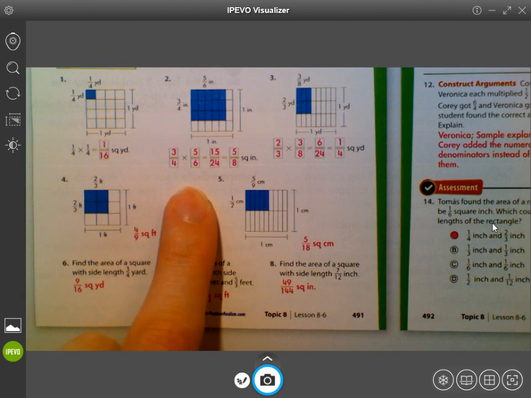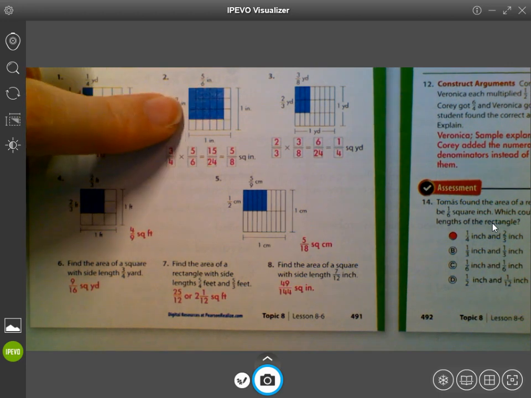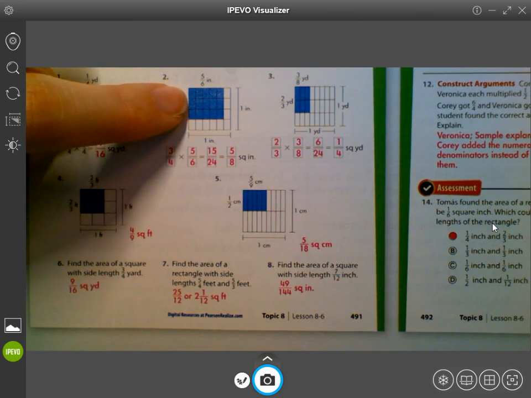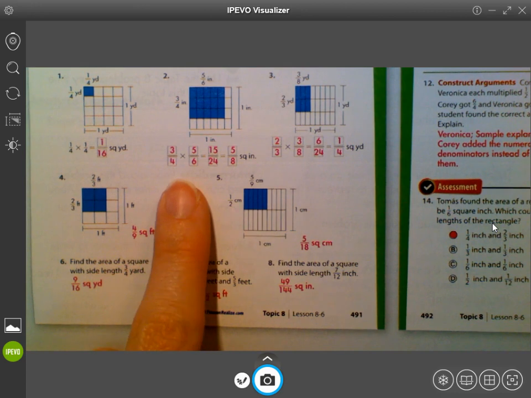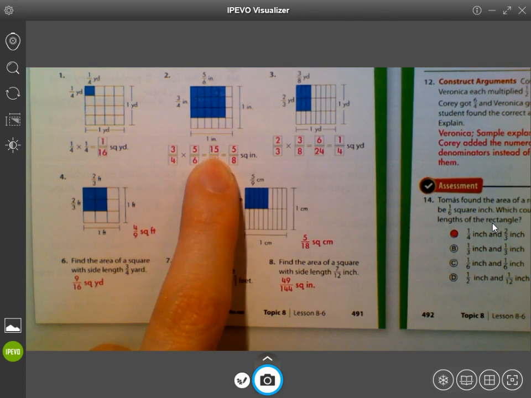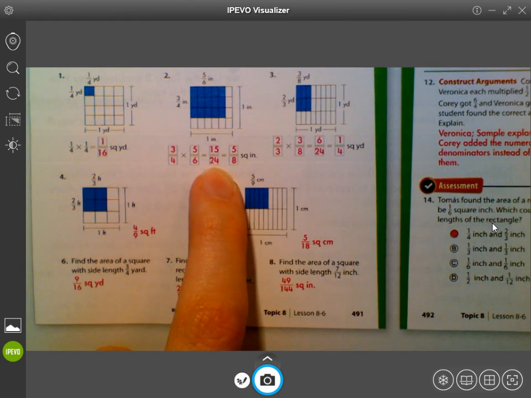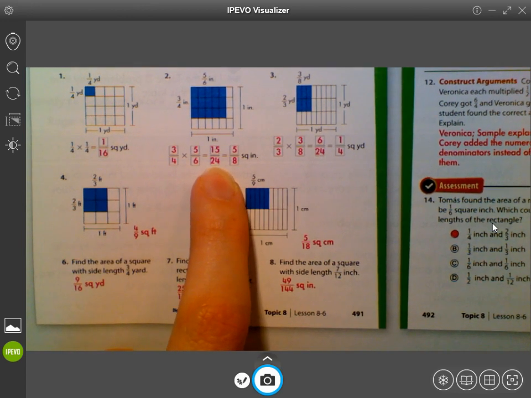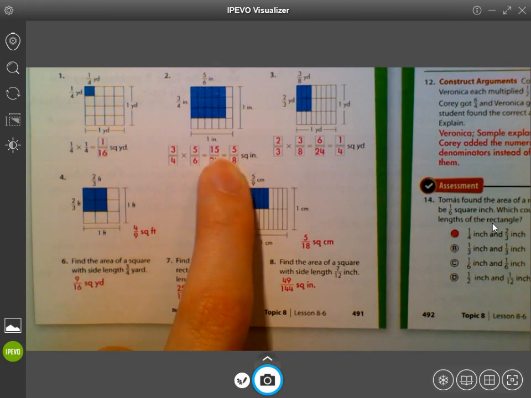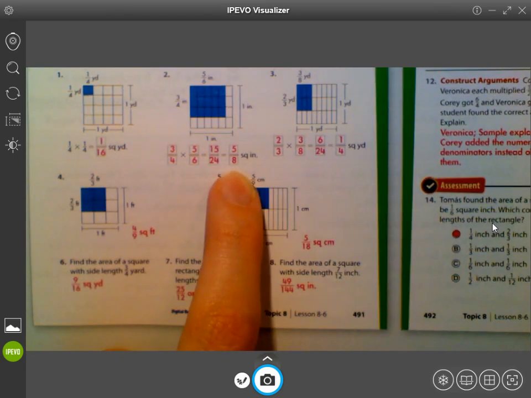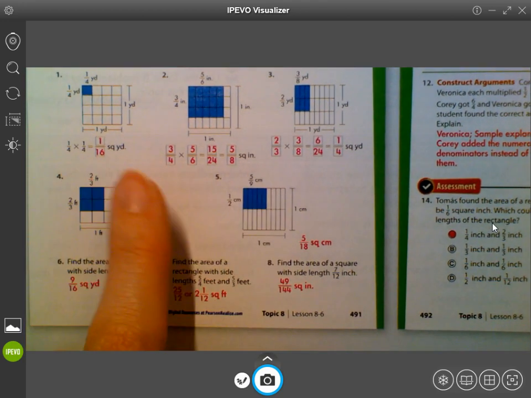Then we had number 2. Number 2 is the same thing. We were taking 3/4 times 5/6. Now, you may have just counted out all of the different squares inside that were filled in and gotten that answer and simplified it. But if we actually do the math, 3/4 times 5/6, we take 3 times 5 for 15 as our numerator. Then 4 times 6 is 24 as our denominator, for 15/24. However, we can simplify that by dividing the 15 and the 24 by 3. 15 divided by 3 is 5, and 24 divided by 3 is 8. So we would get 5/8 square inches, or inches squared. Other questions on 1 or 2?